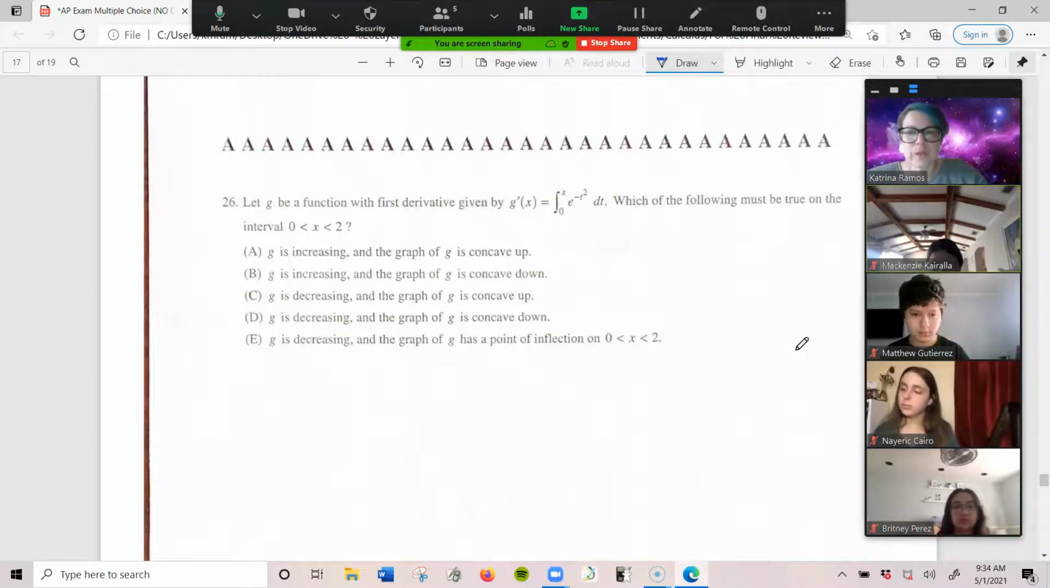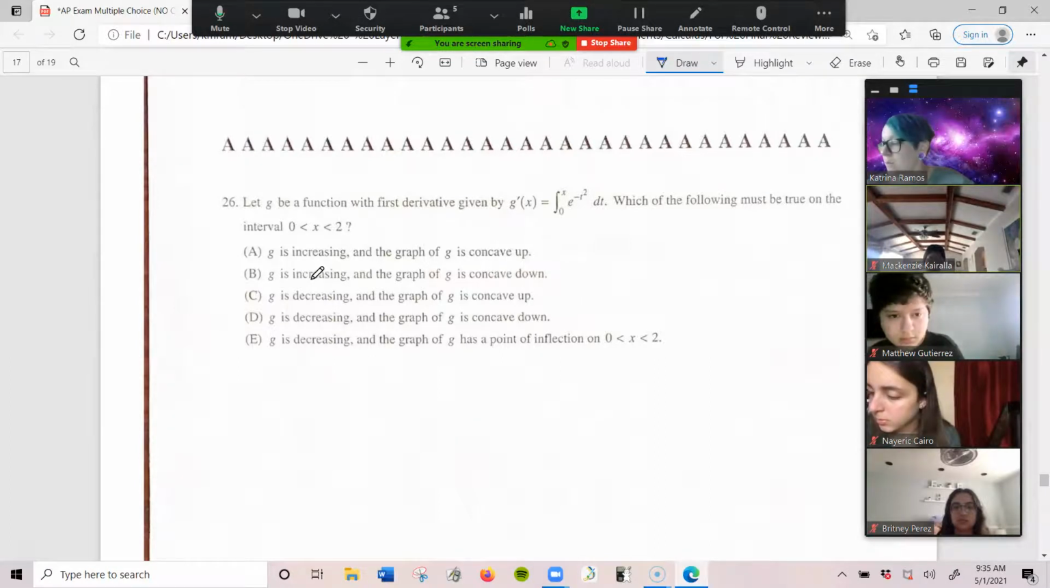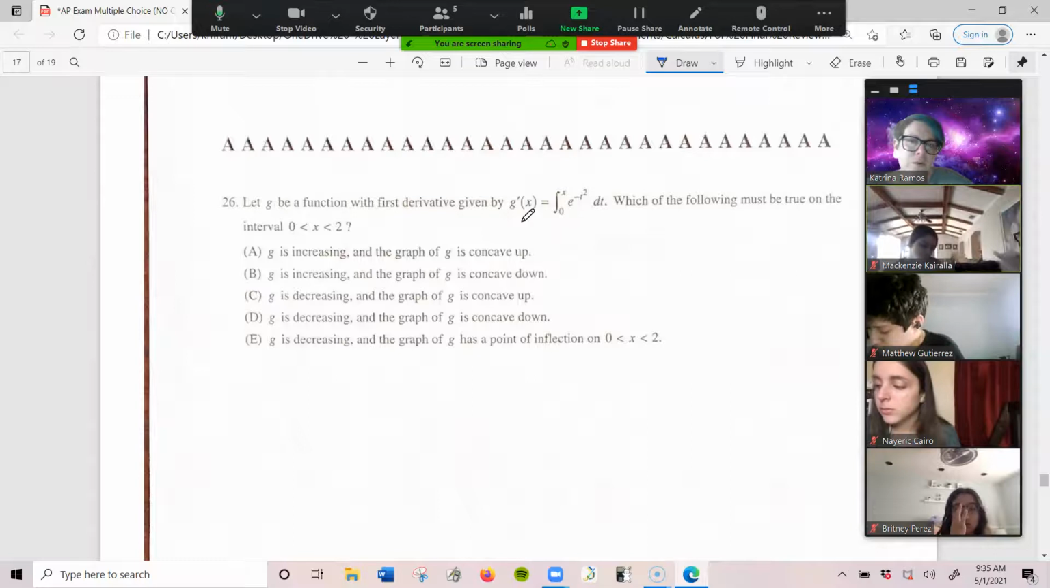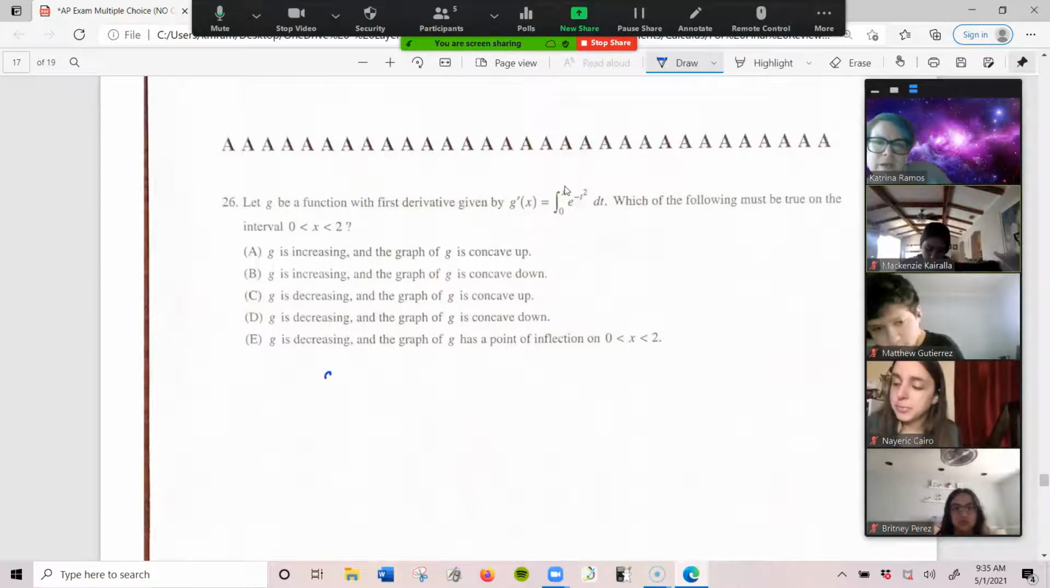Let g be a function with first derivative given by g prime equal to the integral from 0 to x of e to the negative t squared dt. Which of the following must be true on the interval 0 to 2? Notice that it's telling us if it's increasing, decreasing, etc. So we want to know what the function is doing from 0 to 2. What I would do is plug in the 2, because if I plug in 0, it would be the integral from 0 to 0, which is just 0. You get me? So we're going to plug in the 2 and see what we get.